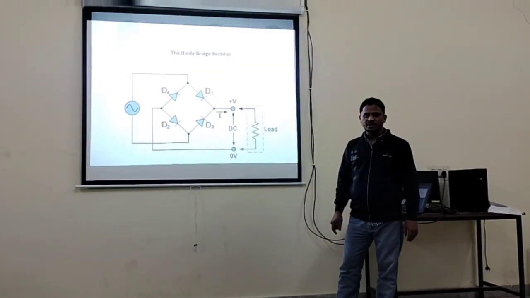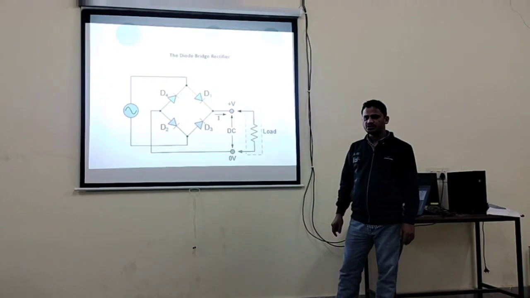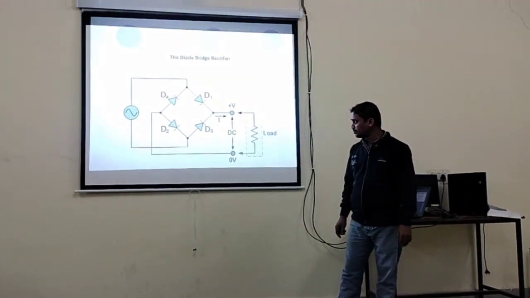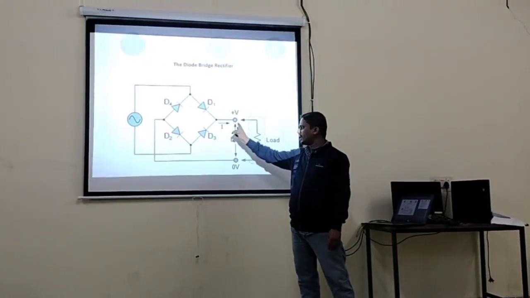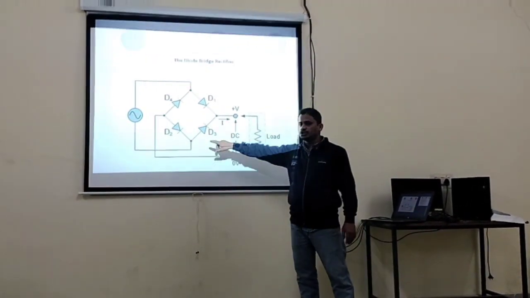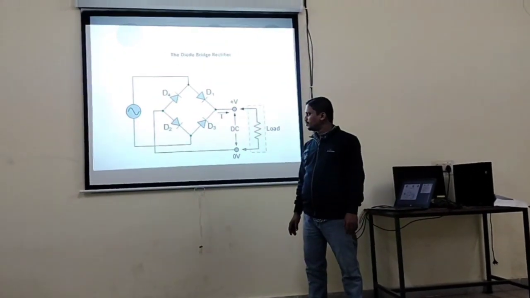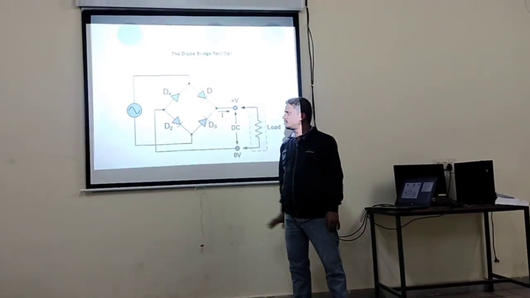The four diodes are connected in bridge format in an opposite manner, that is, D1 opposite to D2 and D3 opposite to D4. First, the current flows in this circuit when the positive AC signal is given to the circuit.